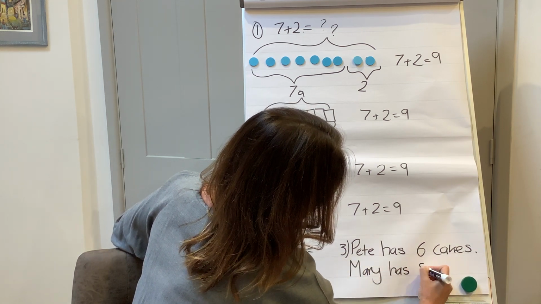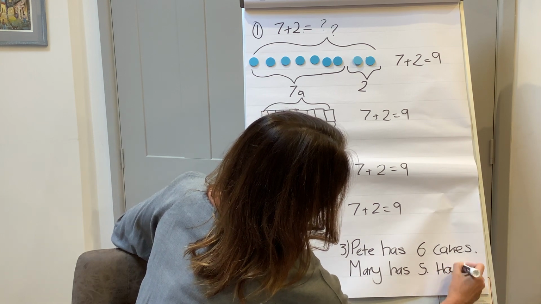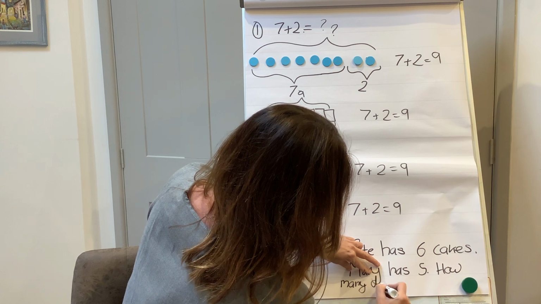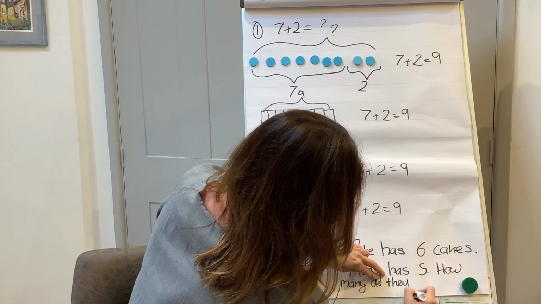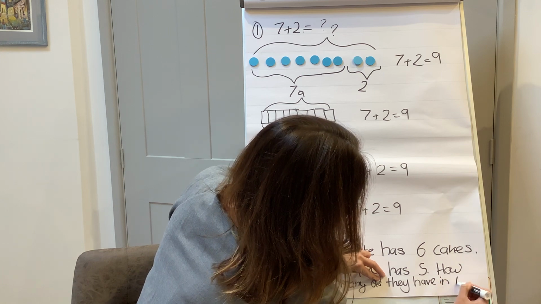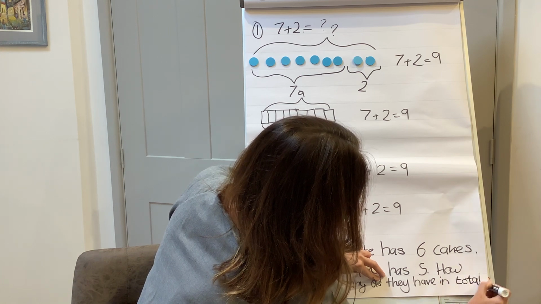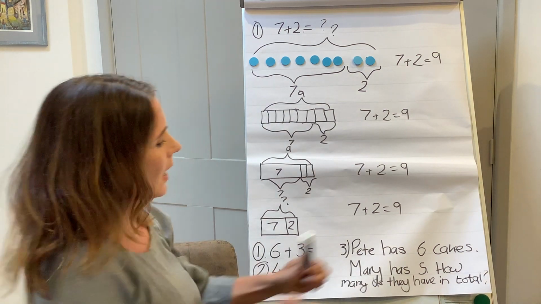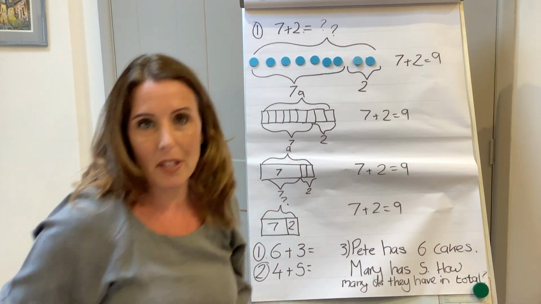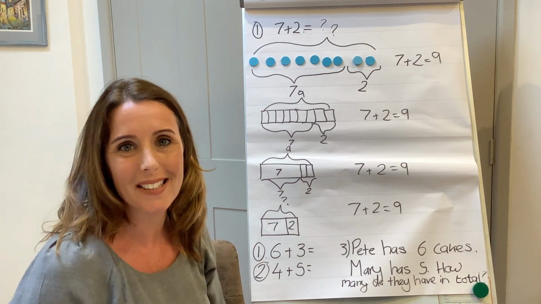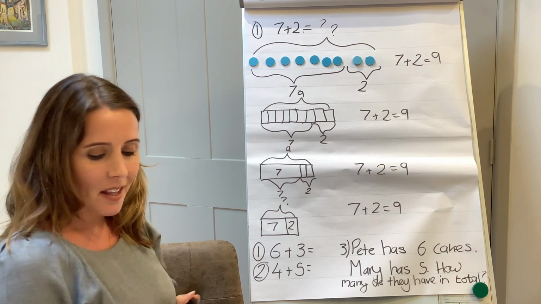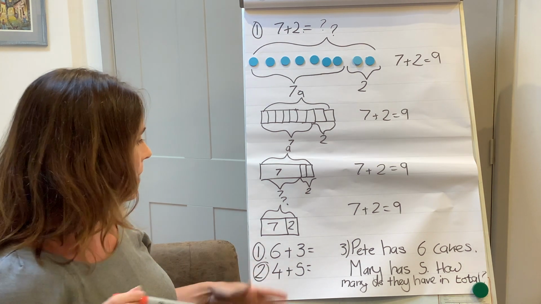Mary has 5. How many do they have in total? Okay, so if Pete has 6, Mary has 5, how many do they have in total? Have a go at doing those ones. Okay, so hopefully you've had a go at that. So let's have a look at these as a bar model.